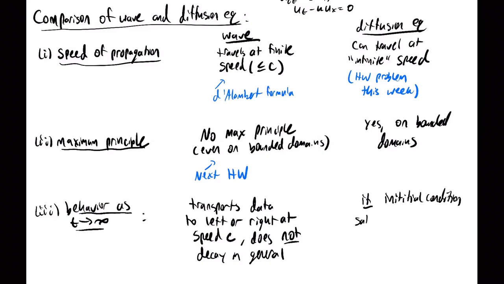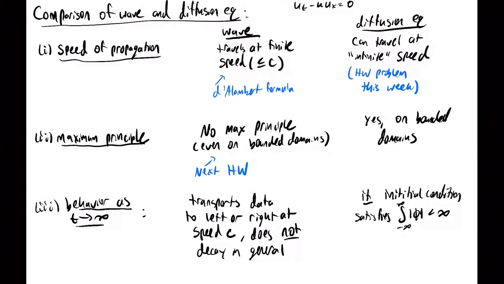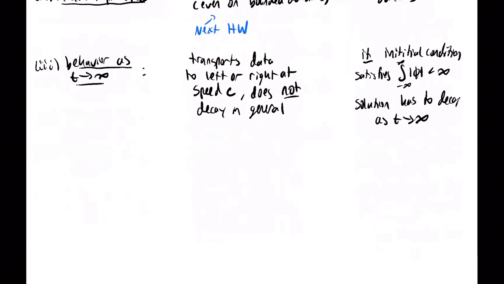On the other hand, for the diffusion equation, well, if your initial condition is integrable, in the sense that if I integrate the absolute value of phi, this is finite on the whole real line, then the solution has to decay as t goes to infinity, right? And so what do I mean by this? Let me just do this precisely. So let me prove this point here.